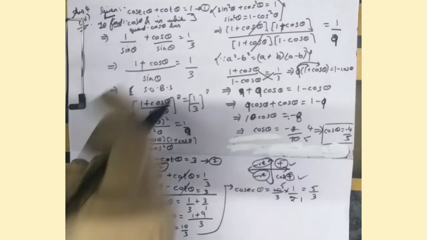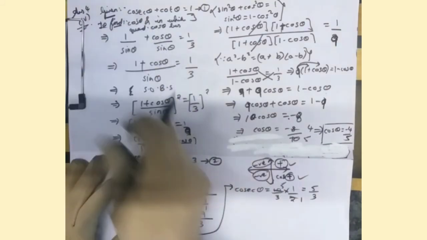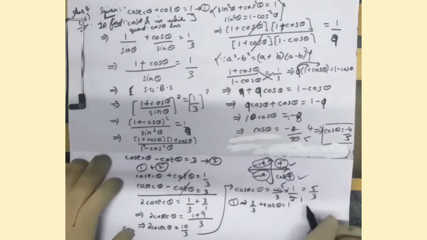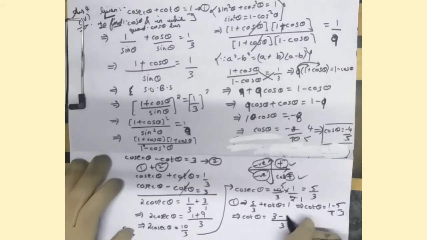What you do is you substitute this value of cosecant theta in the first equation. So the first equation implies 5 by 3 plus cot theta is equal to 1/3. So cot theta will be equal to 1/3 minus 5/3, which is minus 4/3. Wait, so you have cot theta equal to, LCM of 3 and 1 is 3, 3 minus 5, 3 minus 5 is minus 2 by 3. So you got the value of cot as minus 2 by 3.